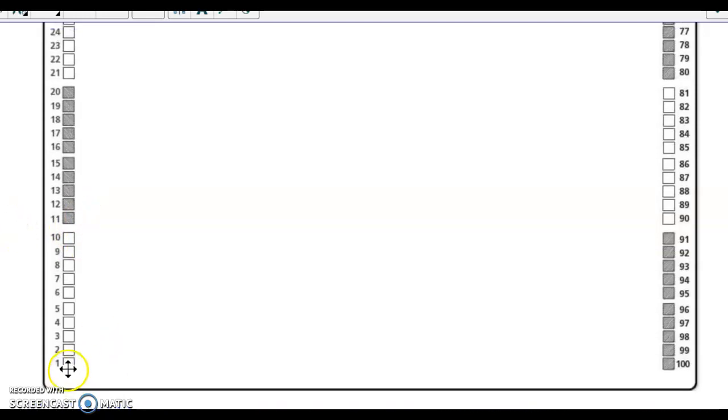What does it start with? And what does it end with? And I want you to notice that there's a little space in between each one. Why do you think that is? Check how many numbers are in that line. Yep, there's 10 in each one.